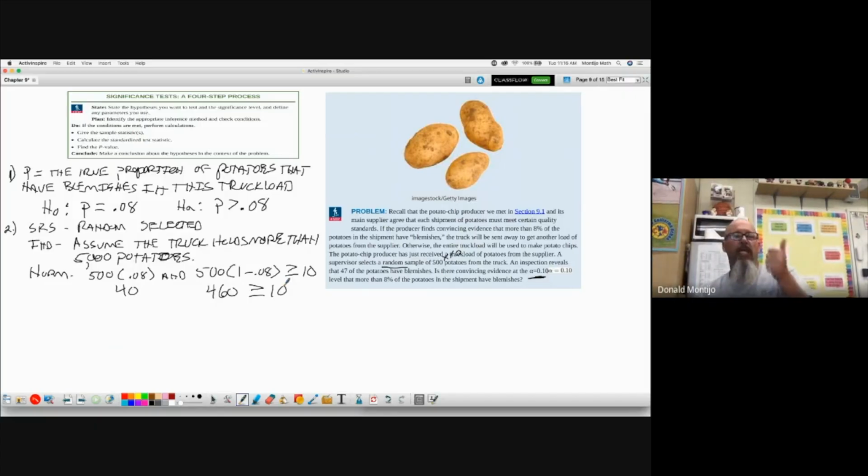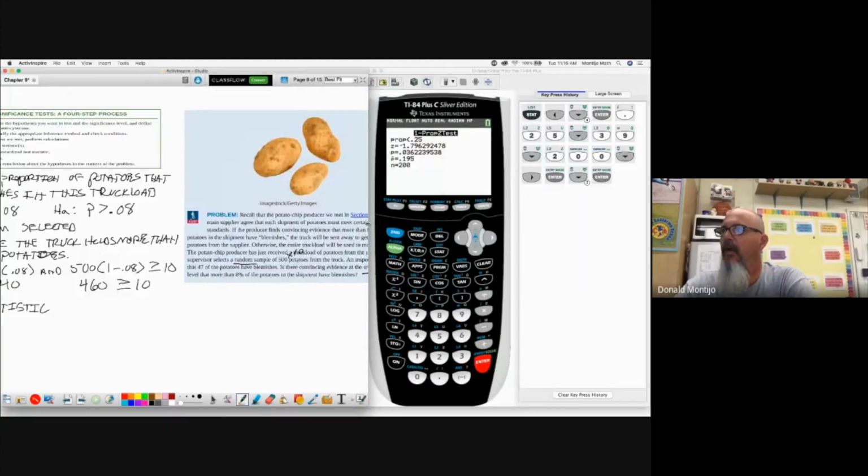So remember, step one, what are we going to do? Step two, are we allowed to? Step three, let's do it. So step three, we need to calculate the test statistic and the p-value. My guess is most of us will use technology to calculate the test statistic. So let's come back here and let's run through this process of calculating the z-test statistic.